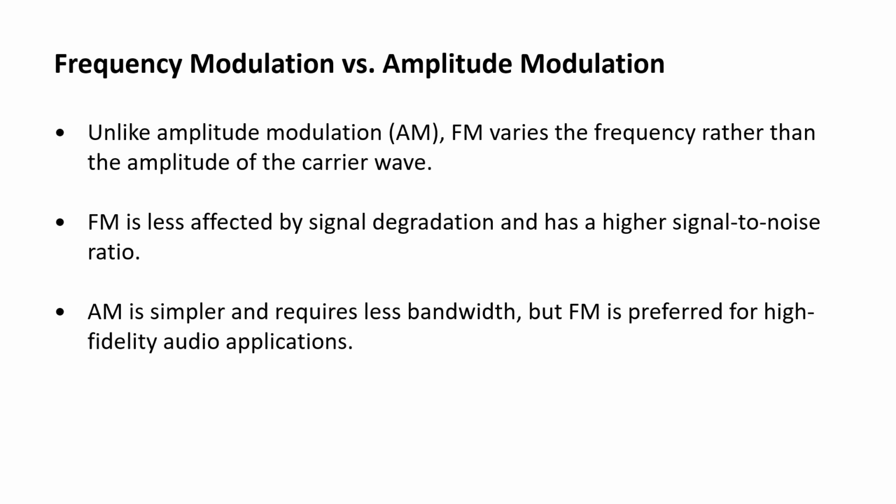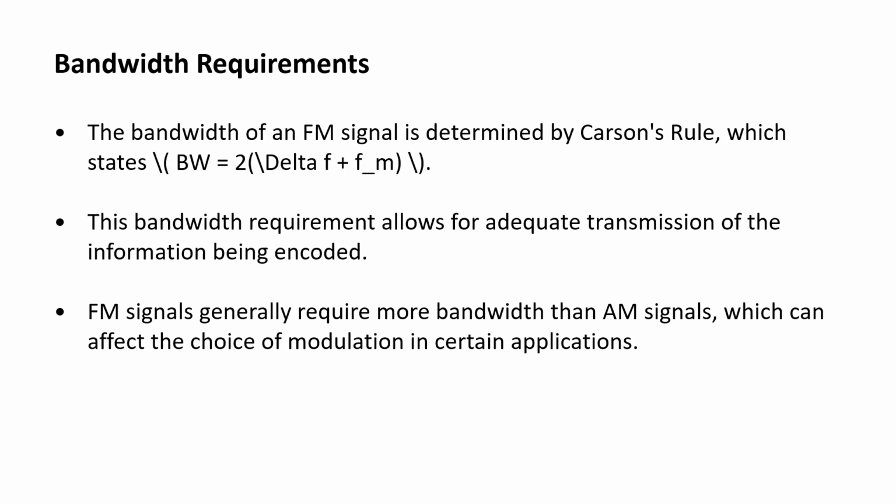Difference between frequency modulation and amplitude modulation. Unlike amplitude modulation, frequency modulation varies the frequency rather than the amplitude of the carrier wave. Frequency modulation is less affected by signal degradation and has a higher signal to noise ratio. Amplitude modulation is simpler and requires less bandwidth, but frequency modulation is preferred for high fidelity audio applications.